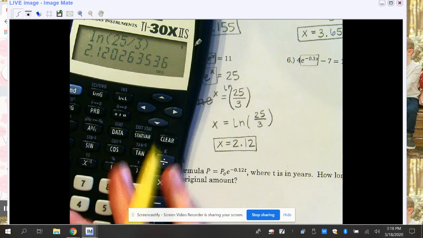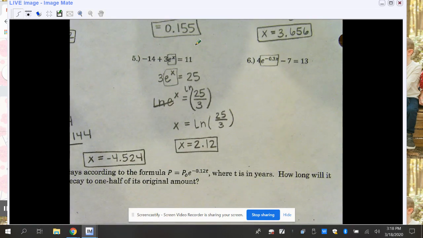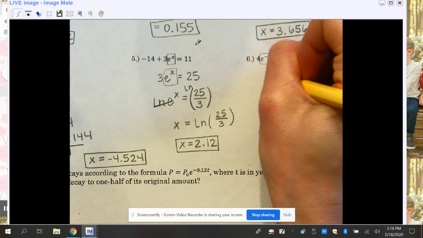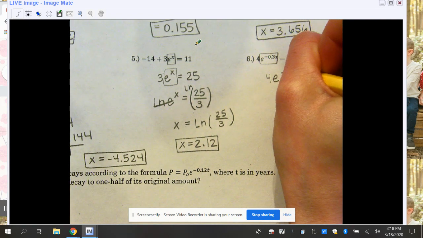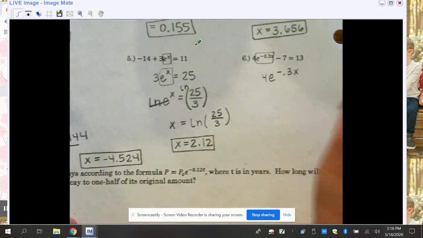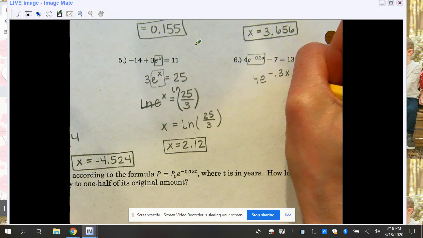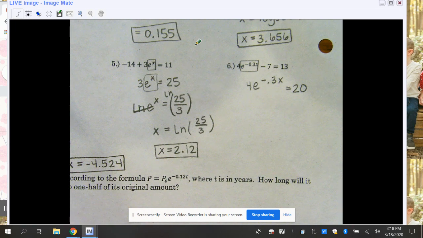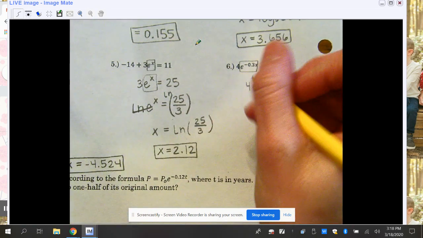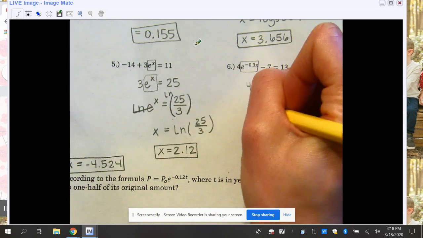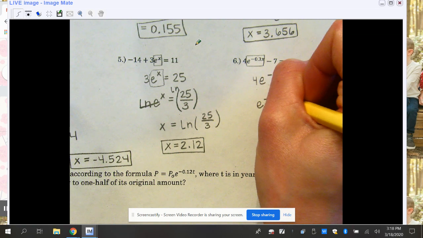All right, and so now this last one's going to be similar. So I'm going to add 7. Remember, this would be exponential decay, since k is negative. We're going to be getting back to writing some of our own equations in the word problems, so make sure we remember those characteristics. The 4 is not being raised to the power, just the e is. So I'm working on getting that by itself. So I'm going to divide by 4. And then I get 5.